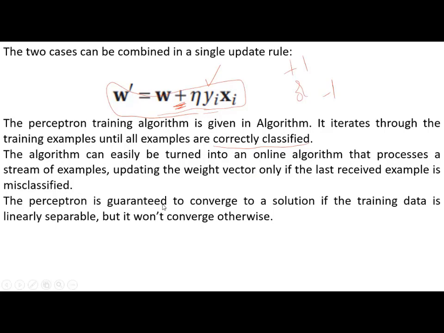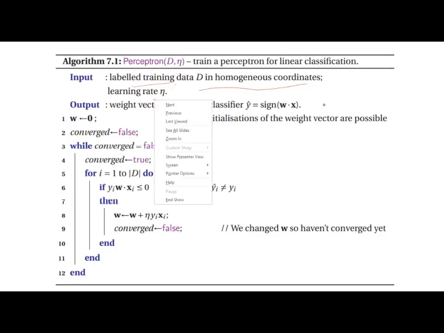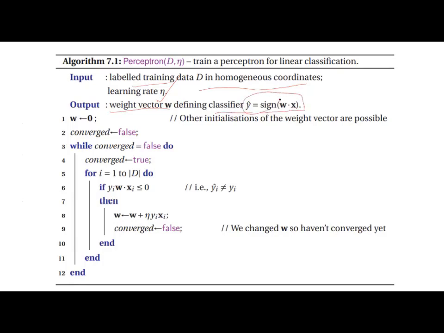Let us see the algorithm first. Now, this is called perceptron. The input is labeled training data D in homogeneous coordinates, and we have to give the learning rate. Learning rate 0.2. Learning rate also must be given. Now, what is the output we are going to get? The weight vector W defining the classifier y hat as sign of W x. This is what we are going to get.